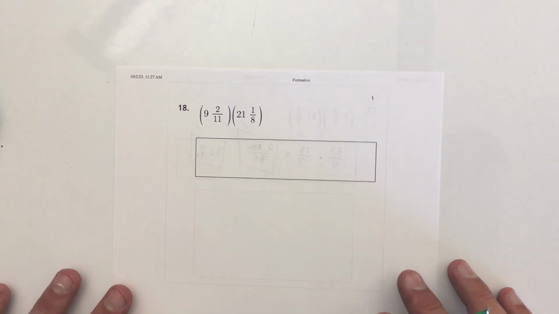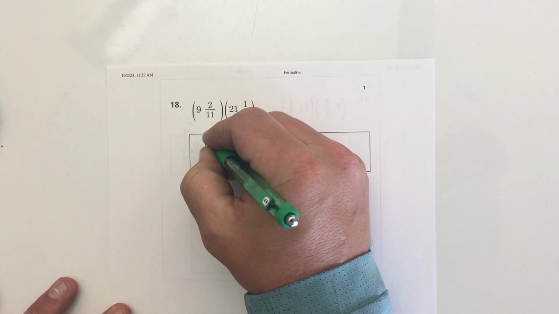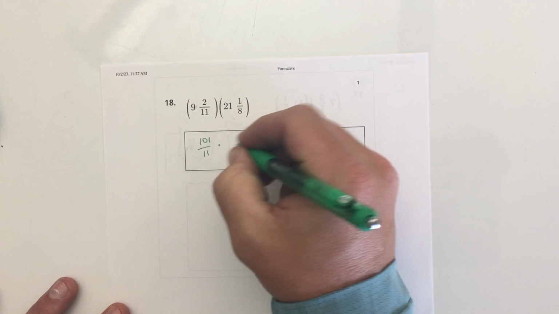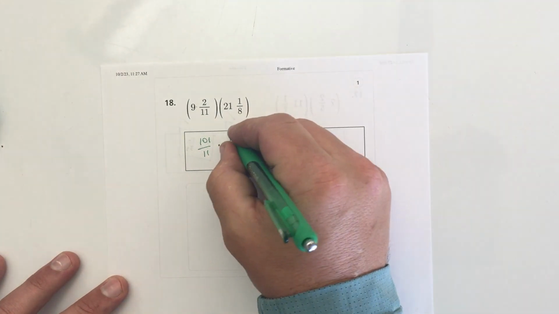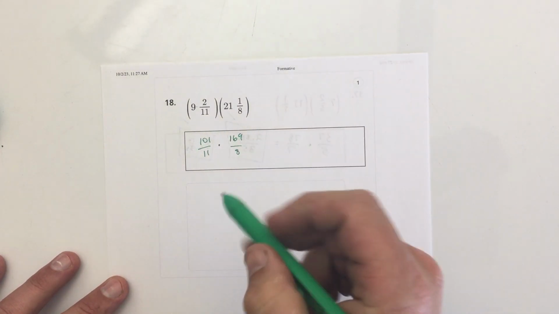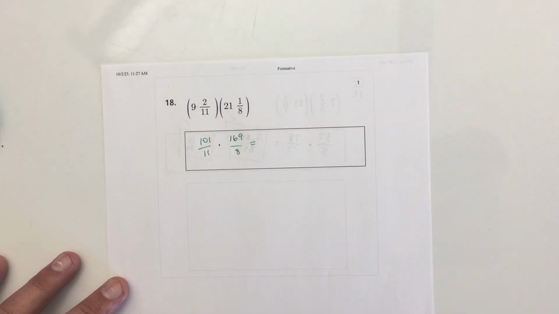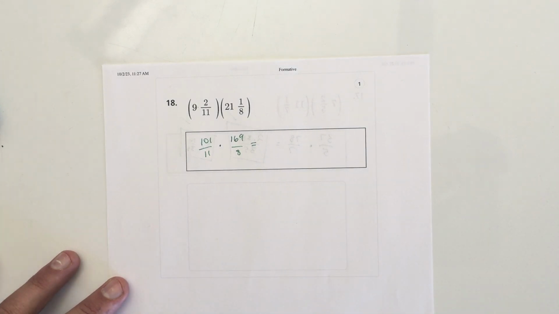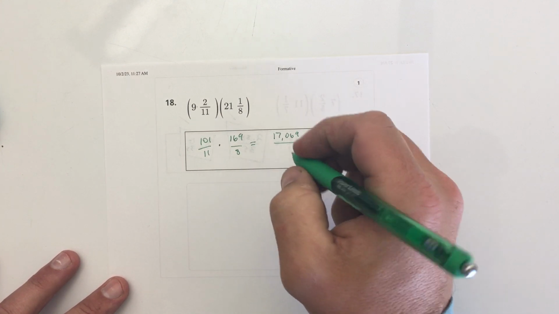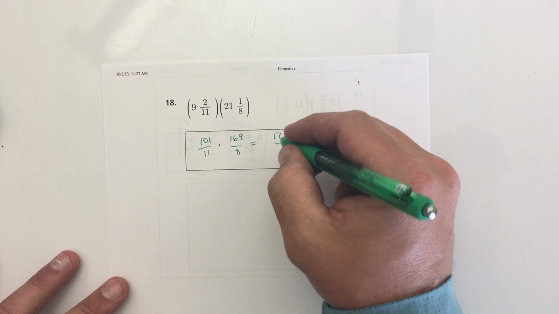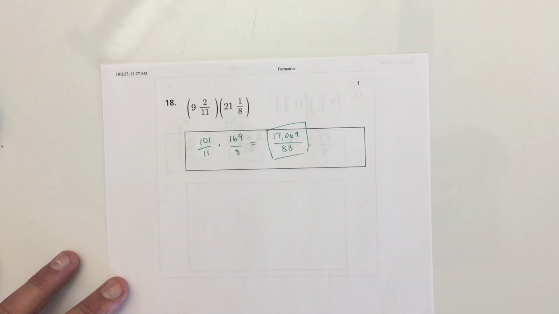Last question. Again, convert to improper fraction. 11 times 9 is 99, plus 2 is 101. 11ths times 8 times 21 is 168, plus 1 is 169 eighths. Notice I can't cross-simplify anything here, so I know I'm not going to have to simplify the product. And of course, 101 times 169 is 17,069. And 11 times 8 is 88. I know that that's simplified, again, because I couldn't simplify any of the fractions.